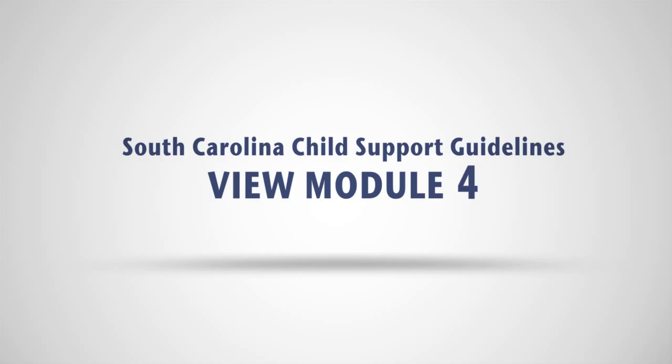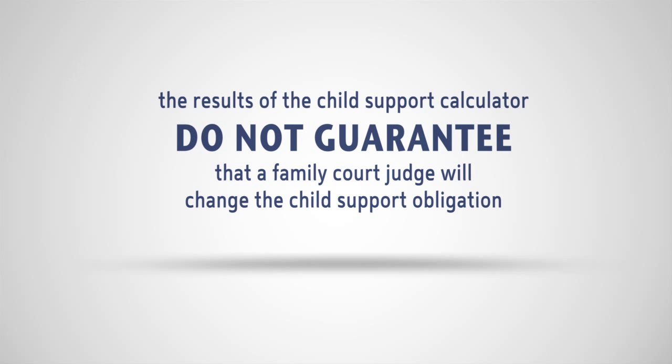So how do you know if you should ask for an increase or a decrease? The best way to help you decide is to check the child support guidelines. Child support is calculated by using the South Carolina Child Support Guidelines. Module 4 will help you determine what to ask for, if anything. It will also show you an example of how the guidelines are calculated. The results of the child support calculator do not guarantee that a family court judge will change the child support obligation, but can be a helpful tool in helping you make your decision.